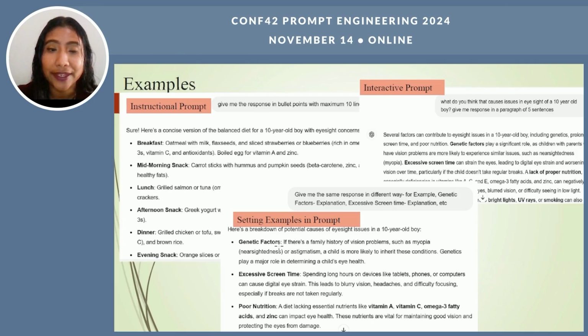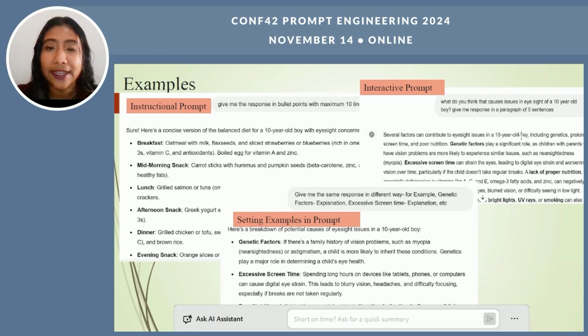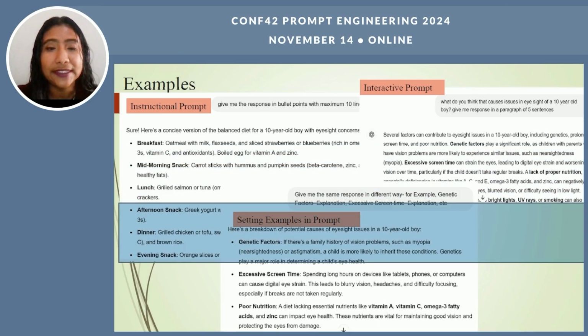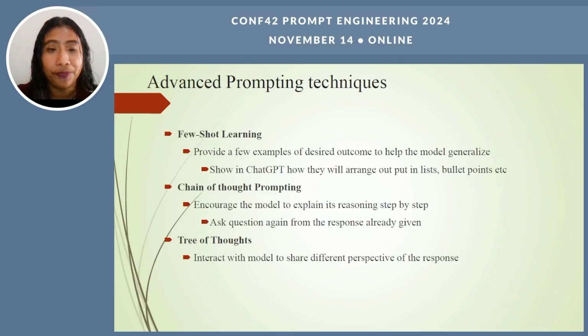Now see the surprise, the breakdown. They are giving genetic factors and giving the whole list. Excessive screen time, giving all the descriptions. The same way, they are responding. This is how we set examples in the prompt. Apart from that, there are multiple advanced prompting techniques also. They're called few shot learning, chain of thought prompting, tree of thought prompting, etc.